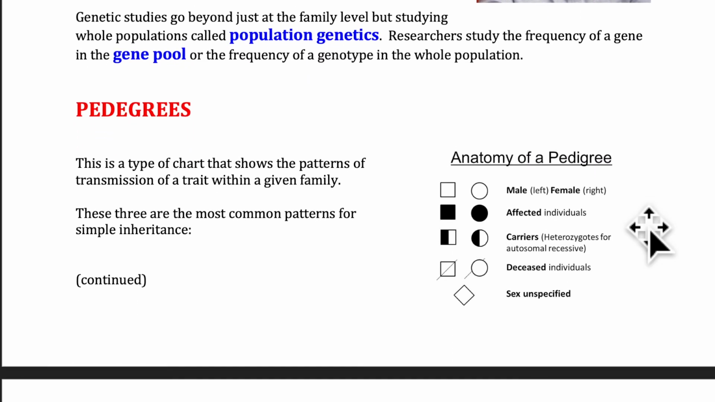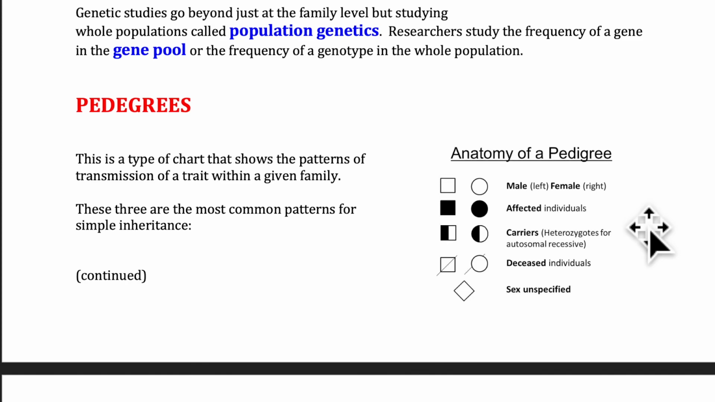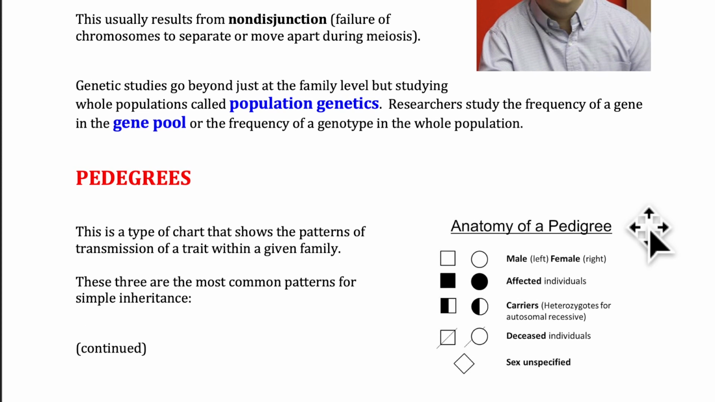Genetic studies go beyond just the family level, to studying whole populations, called population genetics. Researchers study the frequency of a gene in the gene pool or the frequency of a genotype in the whole population. Don't forget that. Population genetics and gene pool are highlighted.